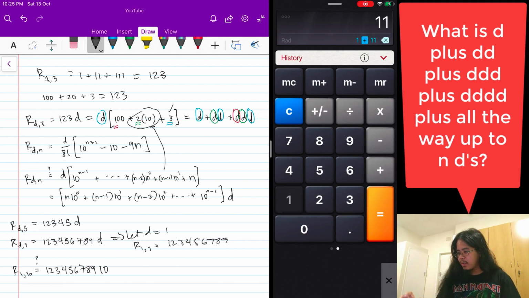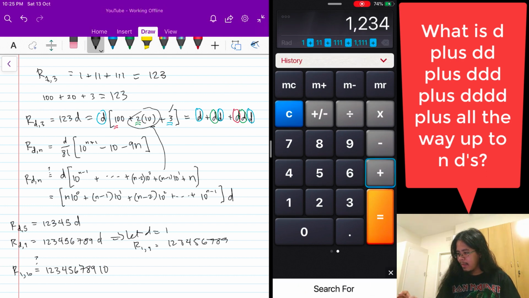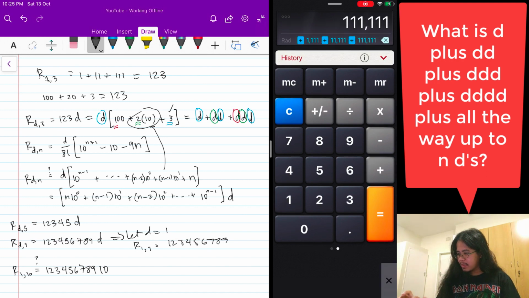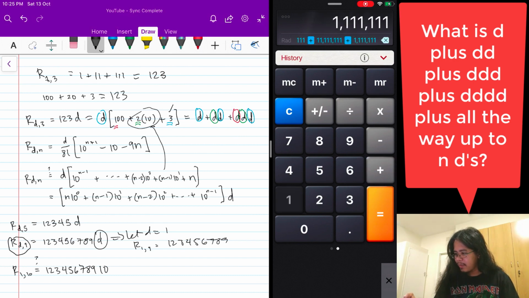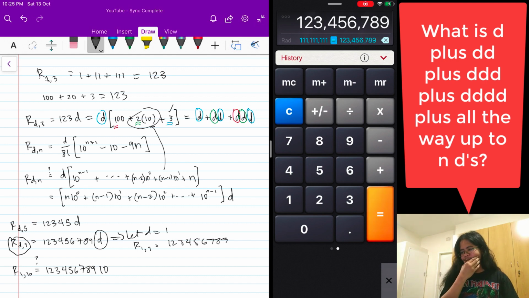1 plus 11, plus 111, plus 1111, plus 11111, plus 111111, plus 1111111, plus 11111111. So note we're reaching the 9 here, so it should be D equal to 1, so it should be 111111111. So plus 9 instances of 1: 111111111.